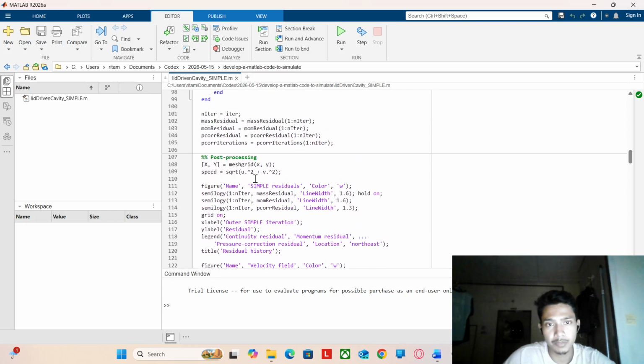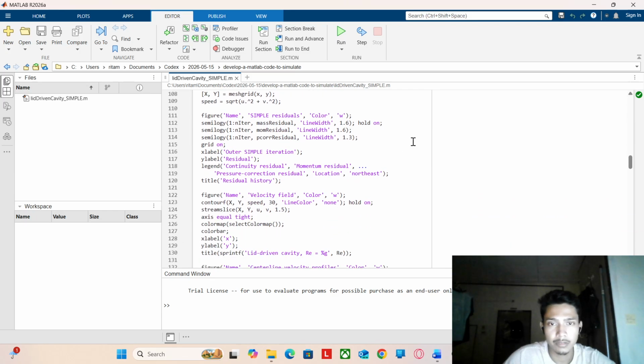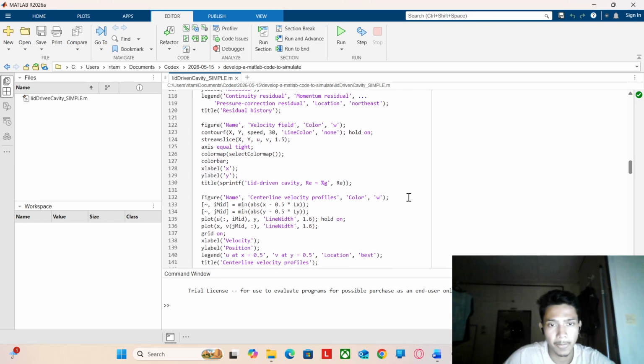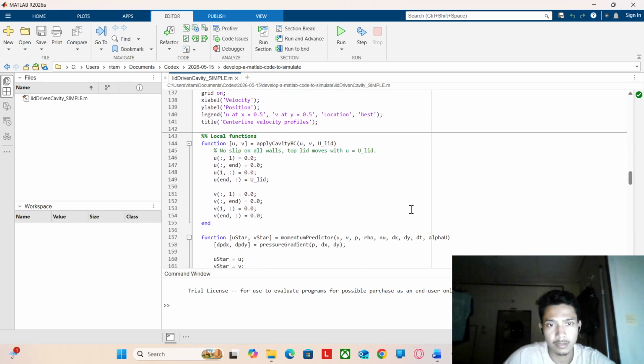Then you can copy the codes, note down the codes. These are the codes. Then comes the local functions. If you think I'm scrolling too fast, you can pause and note down the codes.